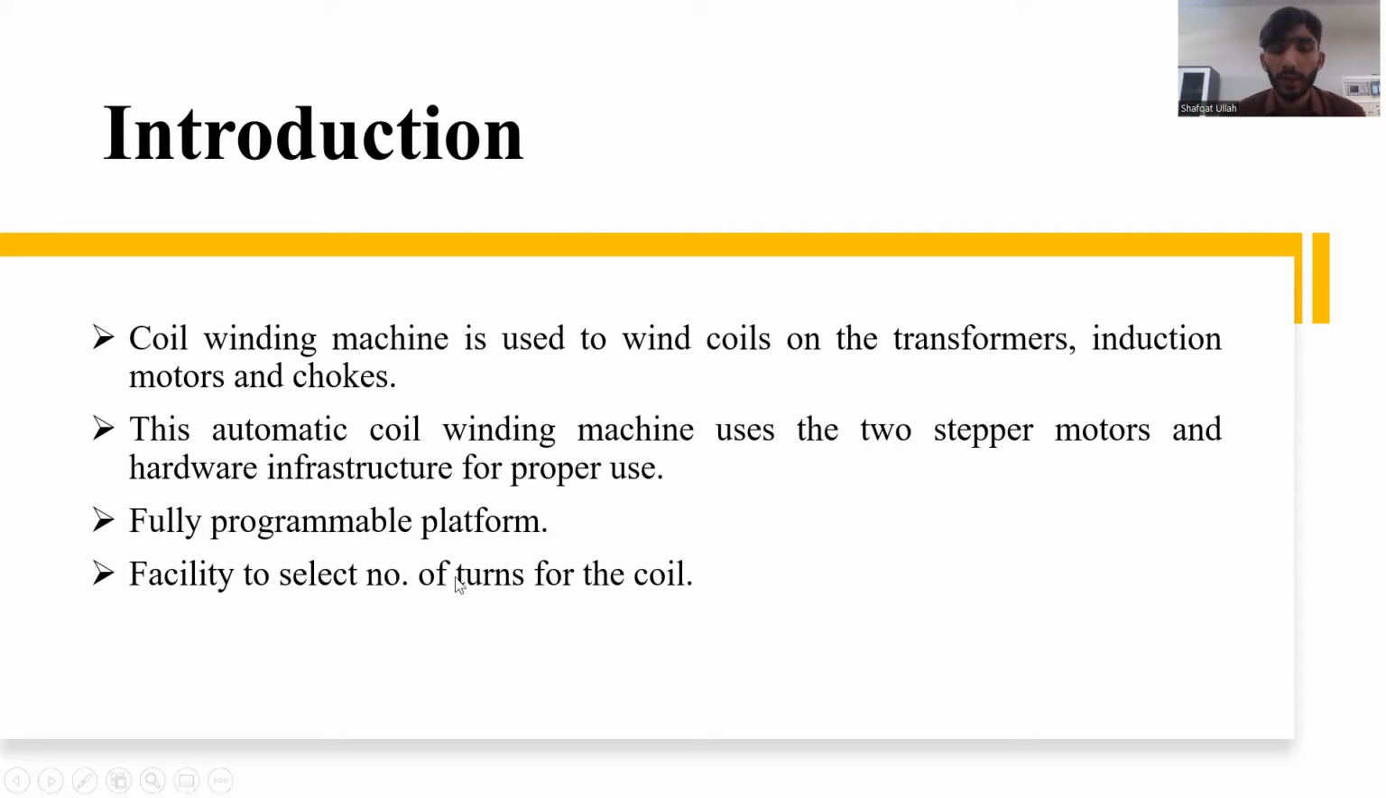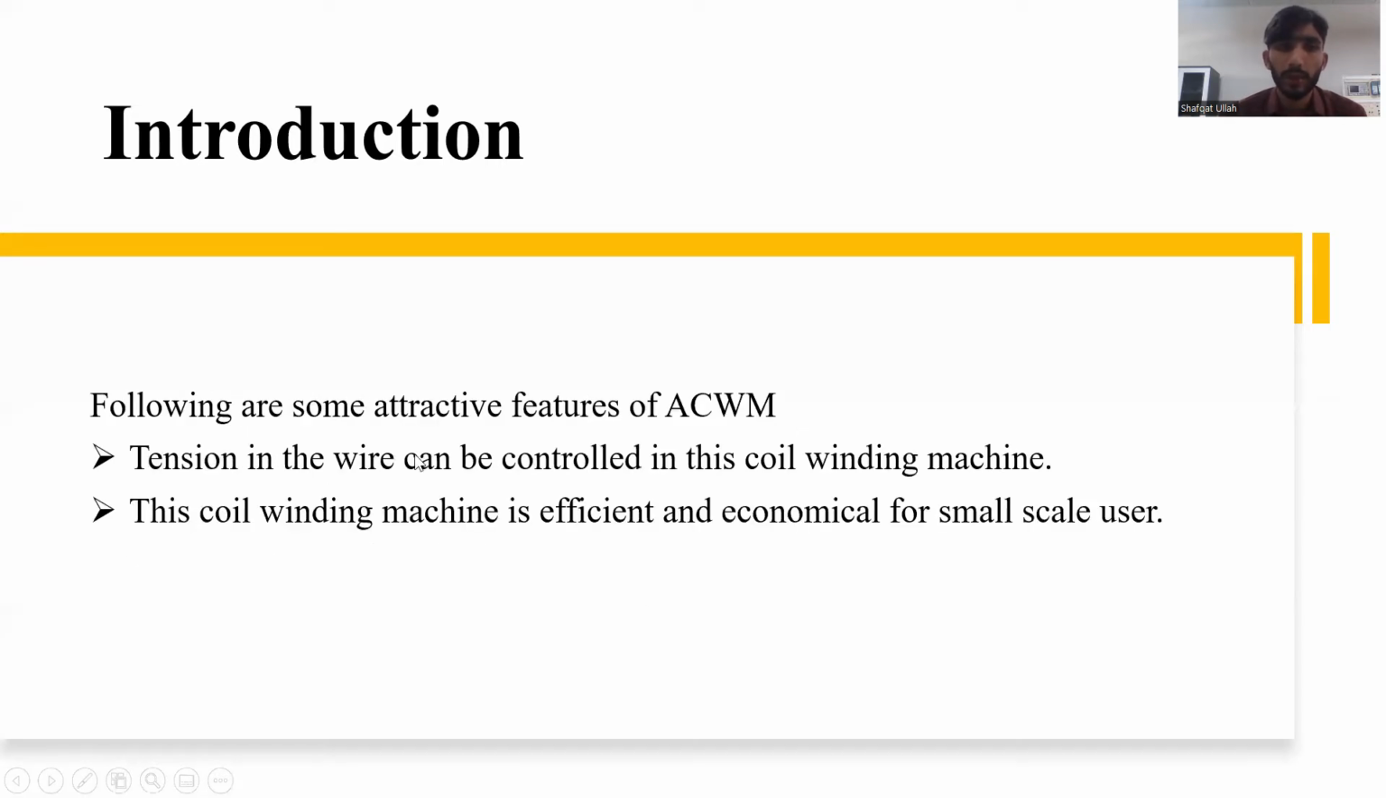Here we have to give the user input. For the user input, we have placed an LCD and a keypad to enter the number of turns for the coil. Coming to the next, what are the attractive features of the automatic coil winding machine? Why is it better than the manual coil winding machine and the semi-automatic coil winding machine?